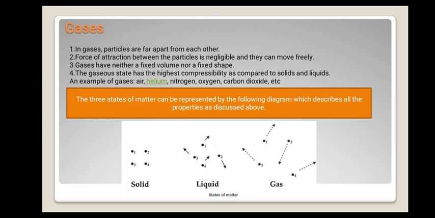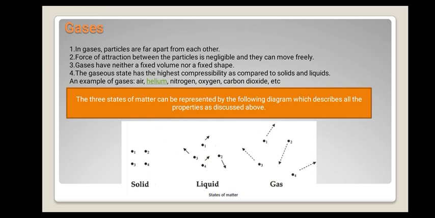Now there is no intermolecular force between the particles of gases. In gases, particles are far apart from each other. Okay, there is only intermolecular space. Second point, the force of attraction between the particles is negligible and they can move freely. So, gases have neither a fixed volume nor a fixed shape.